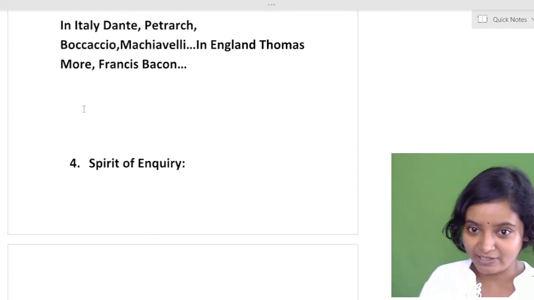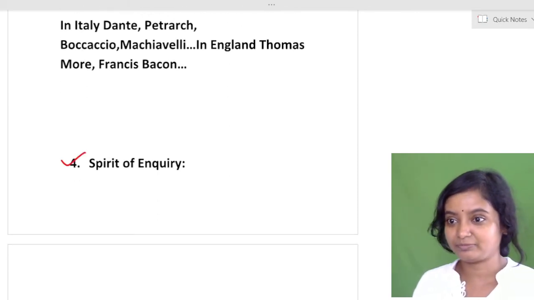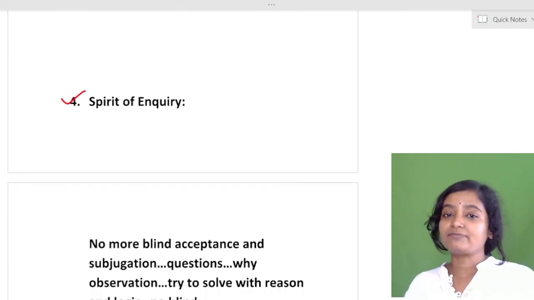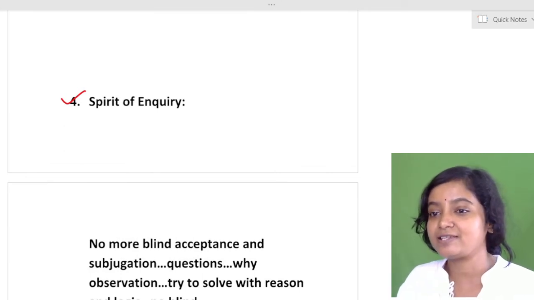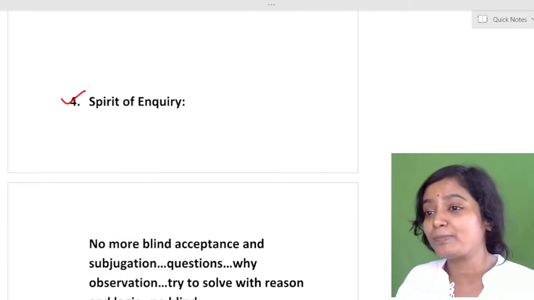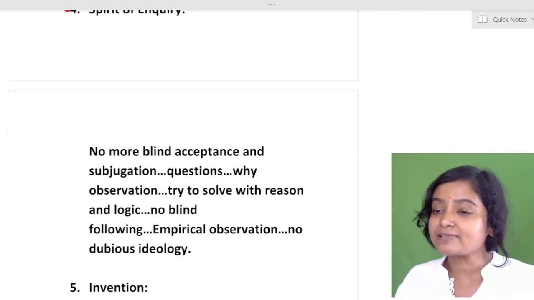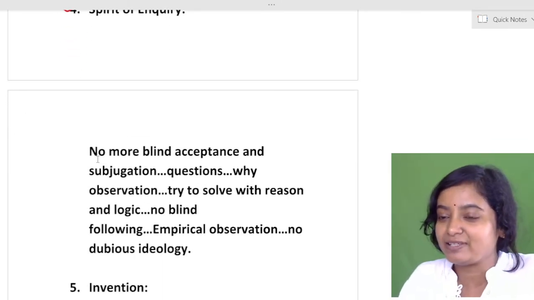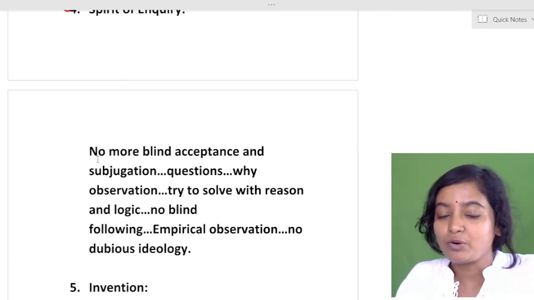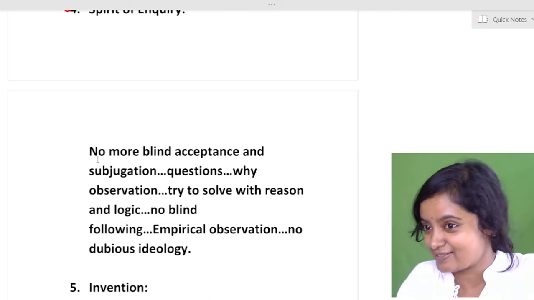Now number 4, it is spirit of inquiry. So the fourth characteristic of Renaissance is spirit of inquiry. No more blind acceptance and subjugation. Question. People started questioning whatever is happening. People started questioning why these things are happening.